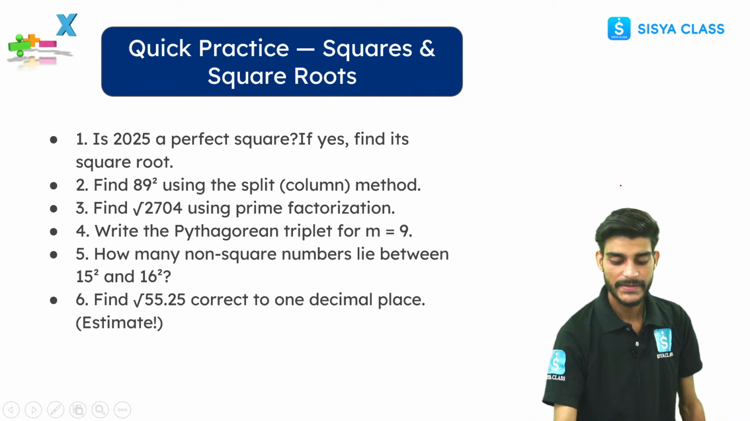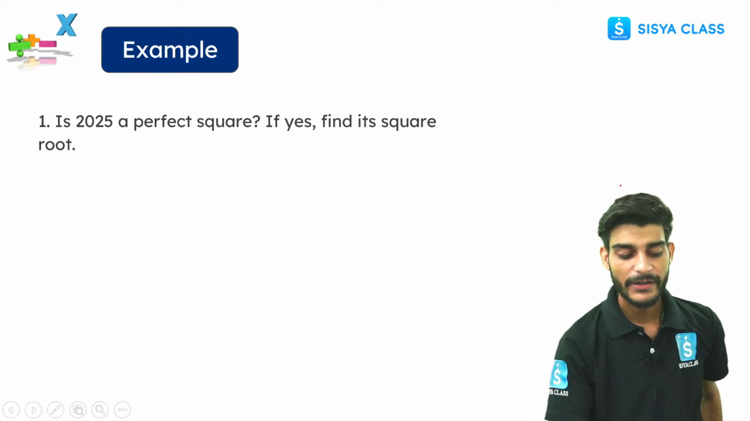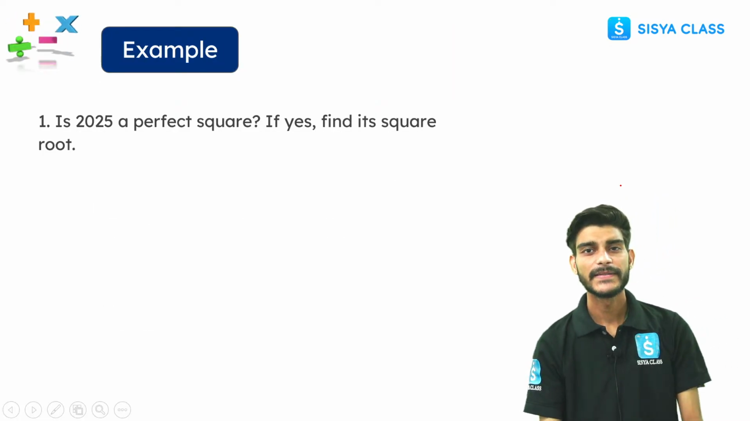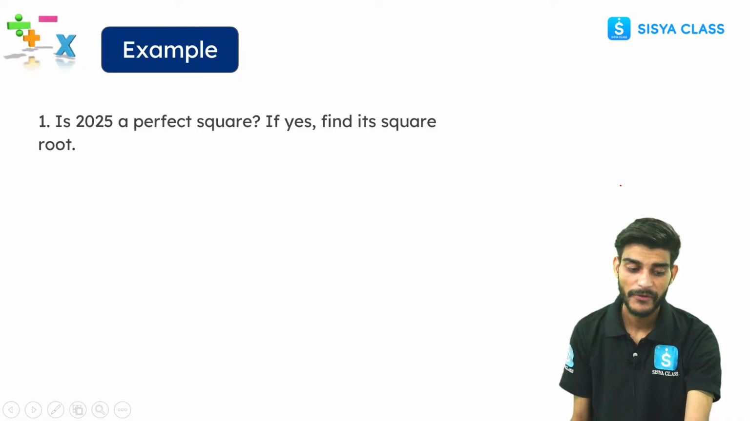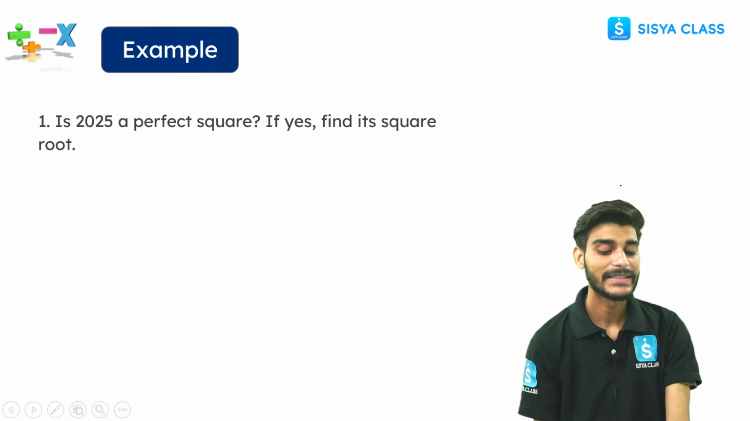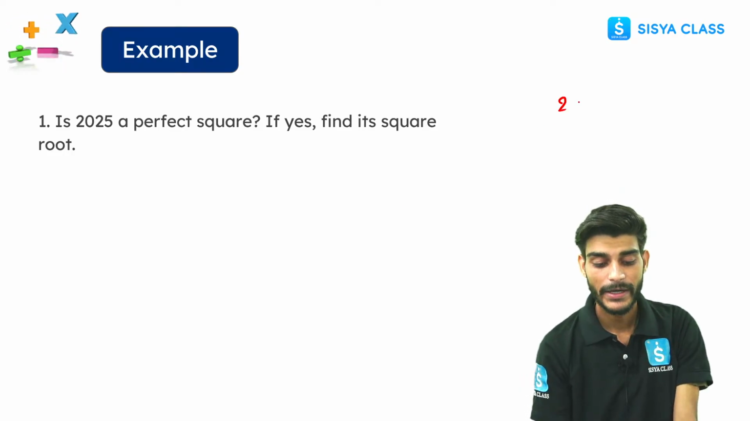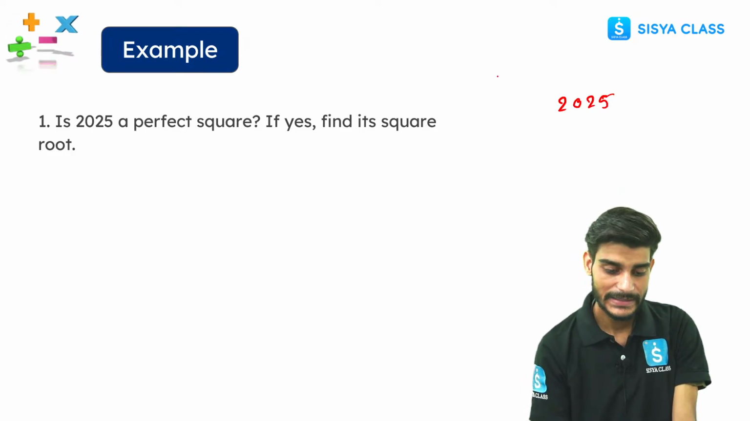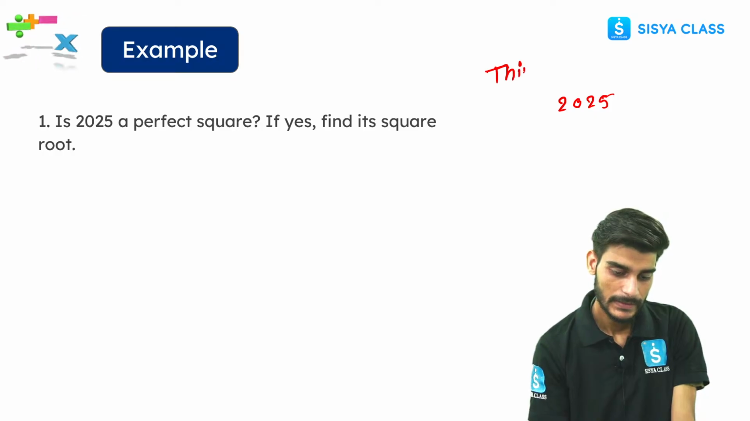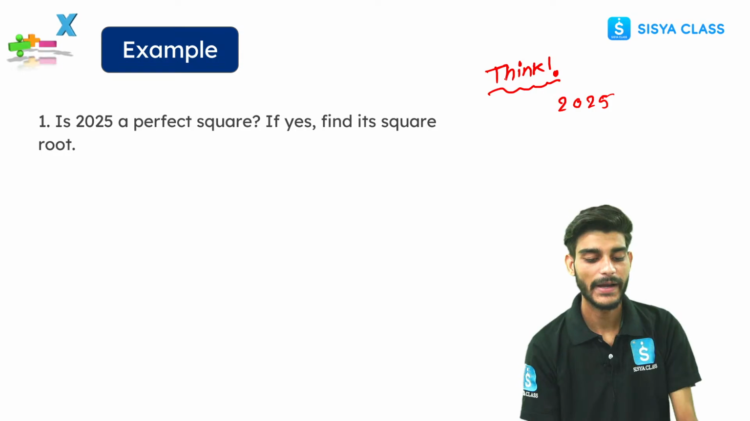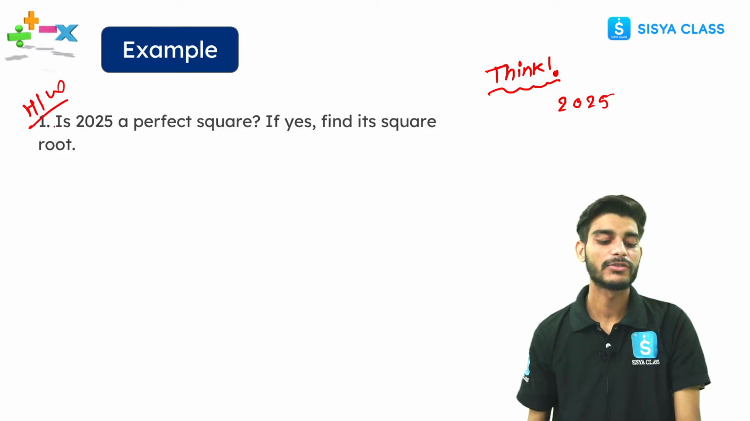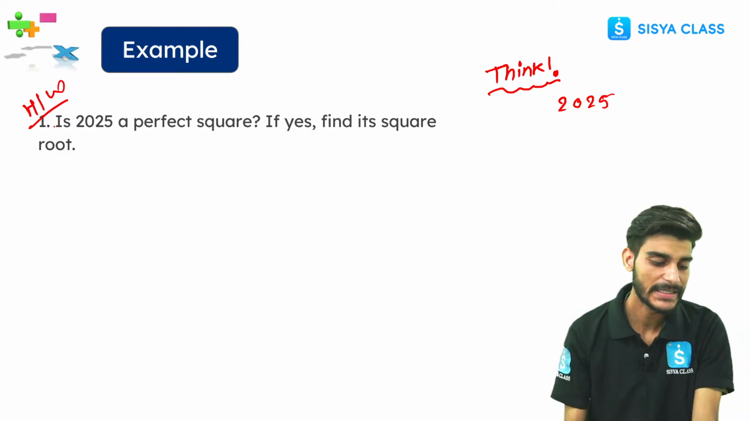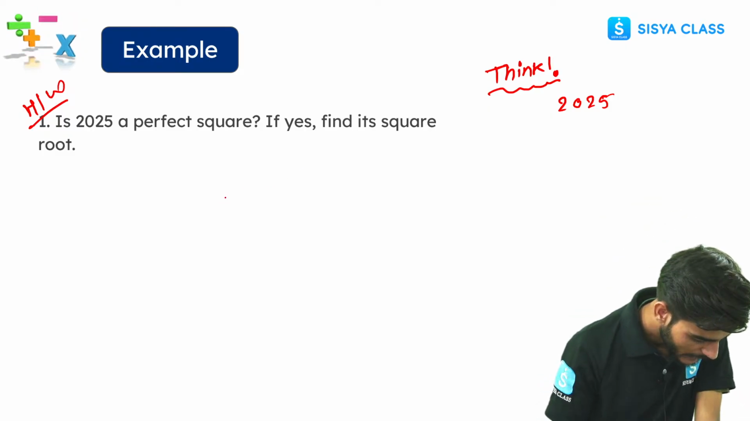The first question is: is 2025 a perfect square? If yes, find its square root. How will you do it? 2025. Please think about this. I am giving you this as homework. Is it a perfect square? Tell me yes or no in the chat box.